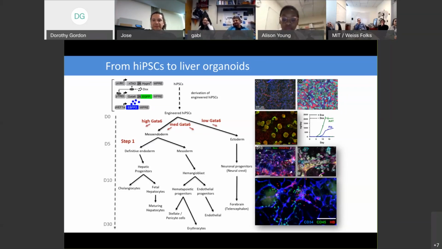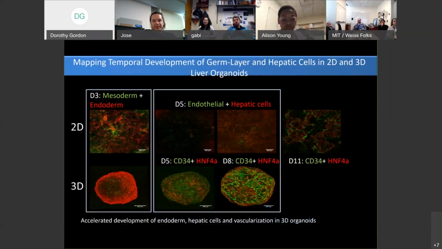So we're trying to understand how this system works and how it develops. This was work that was published before. Since then, we have moved the system to 3D because it's more interesting, we believe, and also because we believe it better reflects development as it occurs naturally. These are some examples of confocal microscopy of our 2D and 3D organoids.